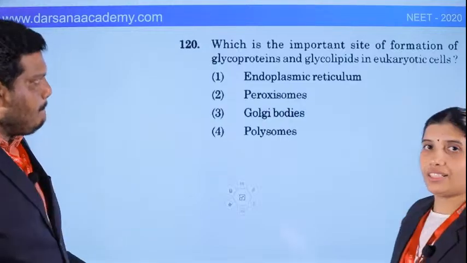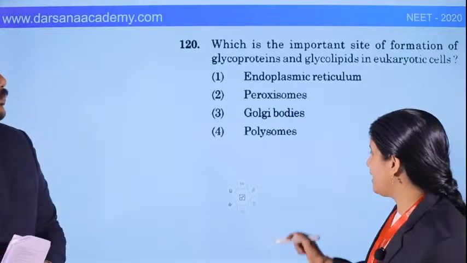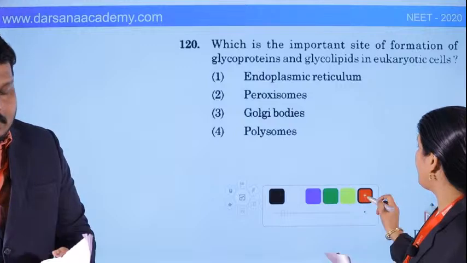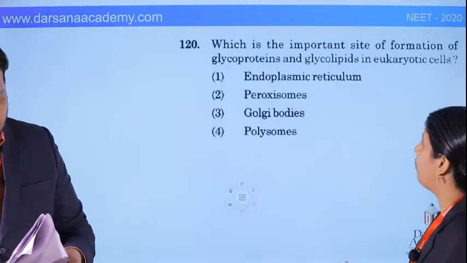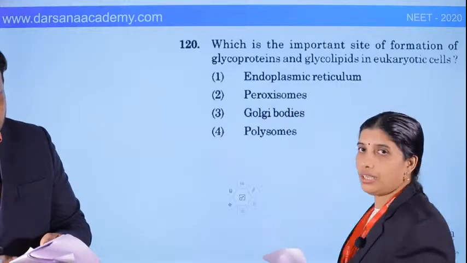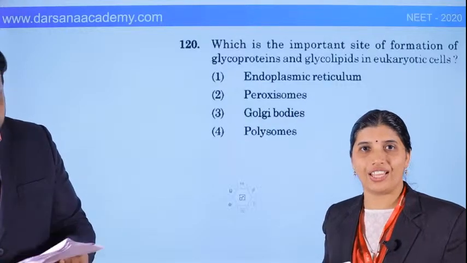Okay, that is from Cell: The Unit of Life. Question number 120: Which is the important site of formation of glycoprotein and glycolipids in eukaryotic cell? Are you familiar with this statement? Of course, that is from the NCERT.